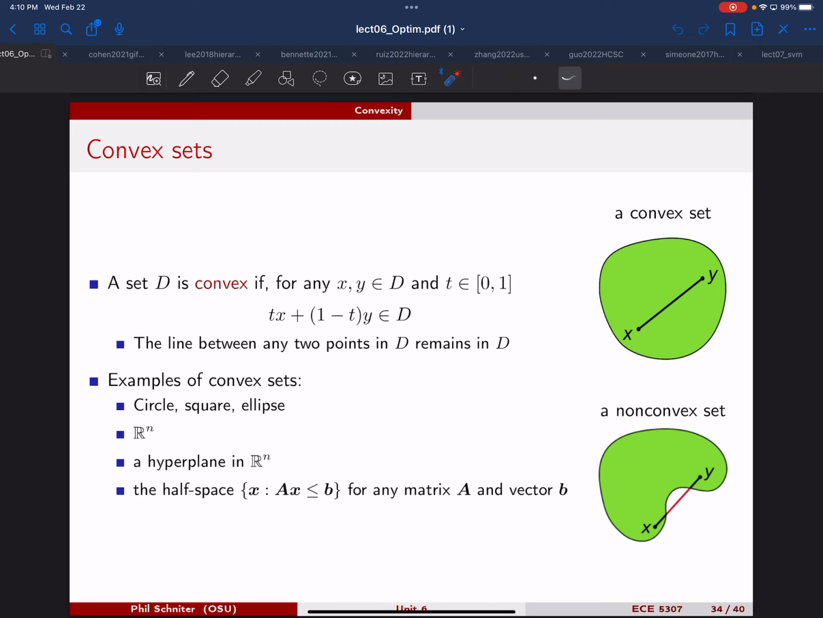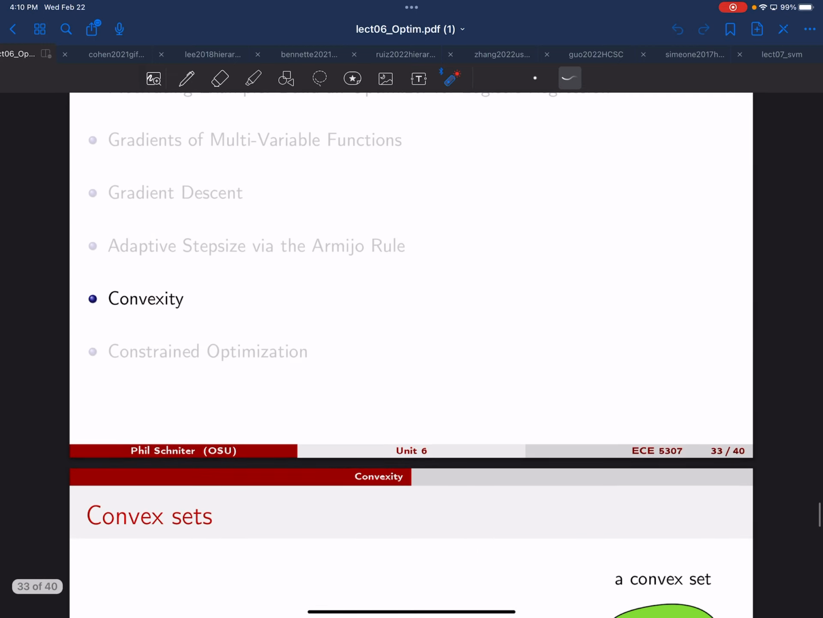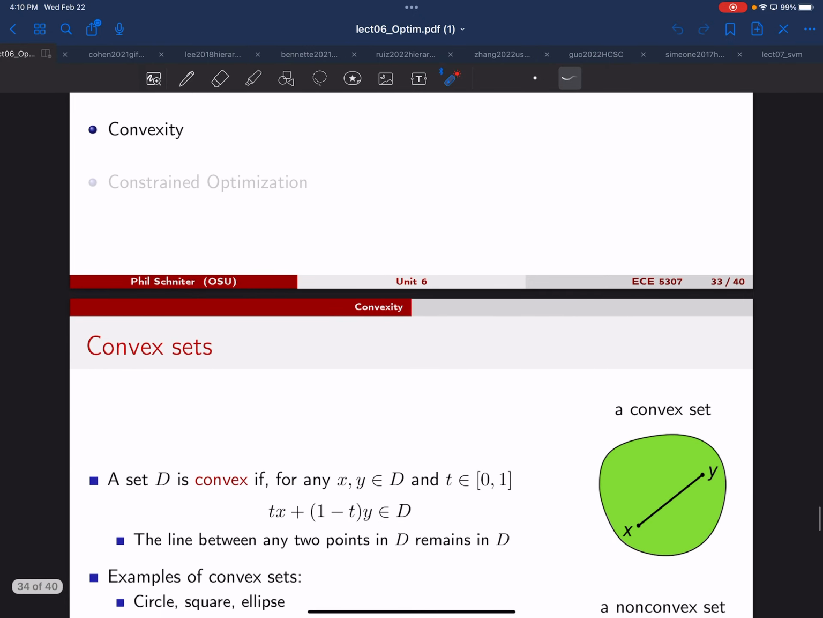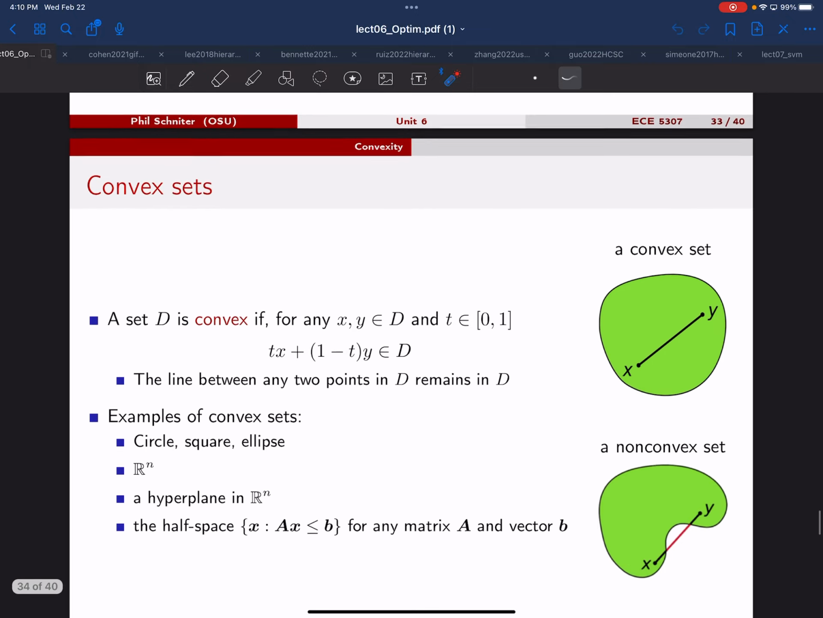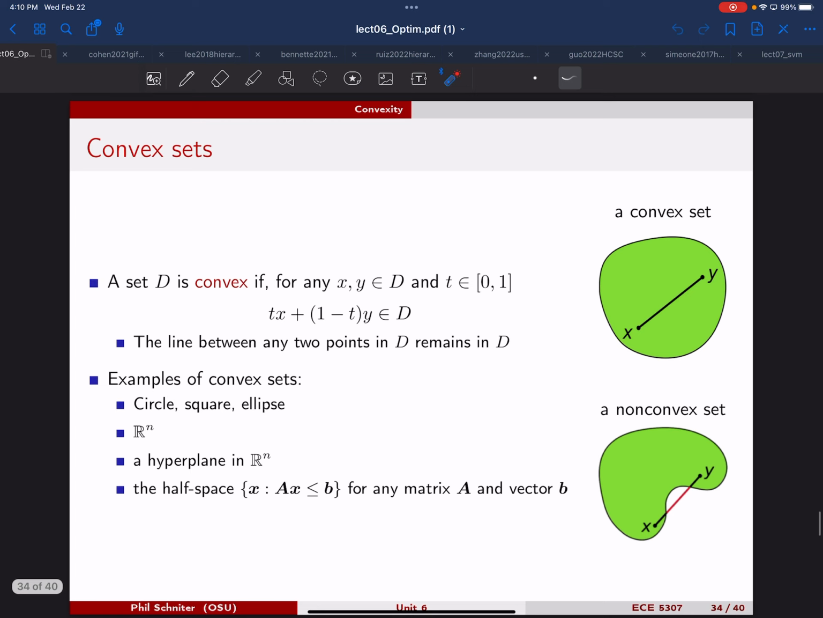So before I told you that convexity is useful because when you're optimizing a function, if it's convex, you don't have to worry about falling into bad local minima or being attracted by saddle points and things like that. So let's talk a little bit more about what we mean by convexity.